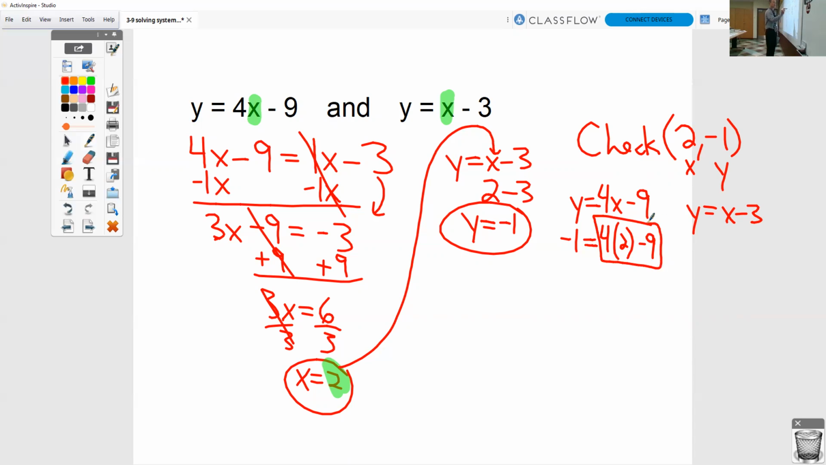Instead of 4 times x, I have 4 times 2 minus 9. You could type that right into the calculator. 4 times 2 is 8. Minus 9 is negative 1. So negative 1 equals negative 1. That checks. Instead of y equals, I have negative 1 equals. Instead of x minus 3, I have 2 minus 3. 2 minus 3 is negative 1. So negative 1 equals negative 1. It checks. Both of them check. You know your answer is correct.